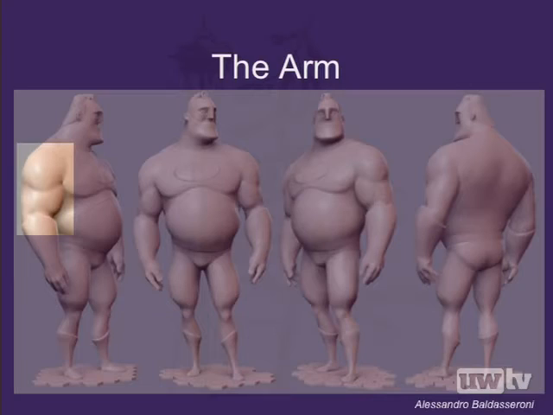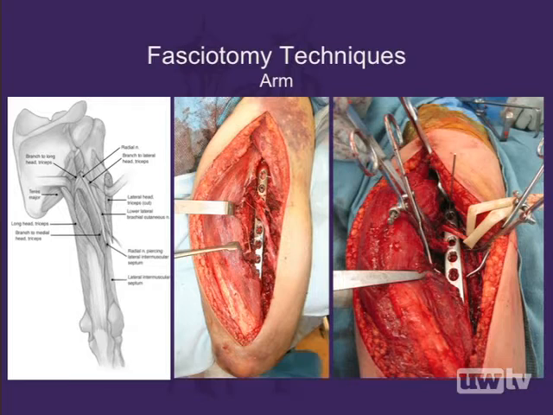Compartment syndrome of the arm is exceedingly unusual. The arm demonstrates anterior and posterior compartments through which the radial nerve travels from posterior to anterior and the ulnar nerve from anterior to posterior, vice versa. Release of the arm compartments is dependent on the situation.